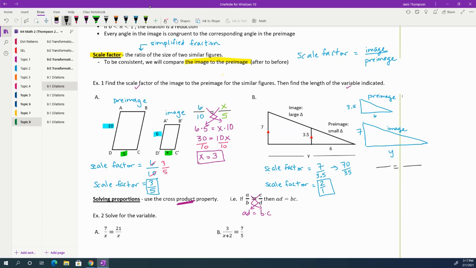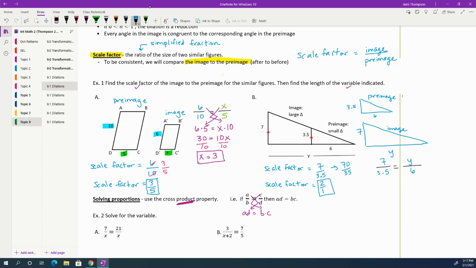So the image is going to go on top. So I'm going to write a 7. And what side length does that correspond to? In my pre-image, 3.5. And then I go back to my image. And y corresponds to 6 in my pre-image.